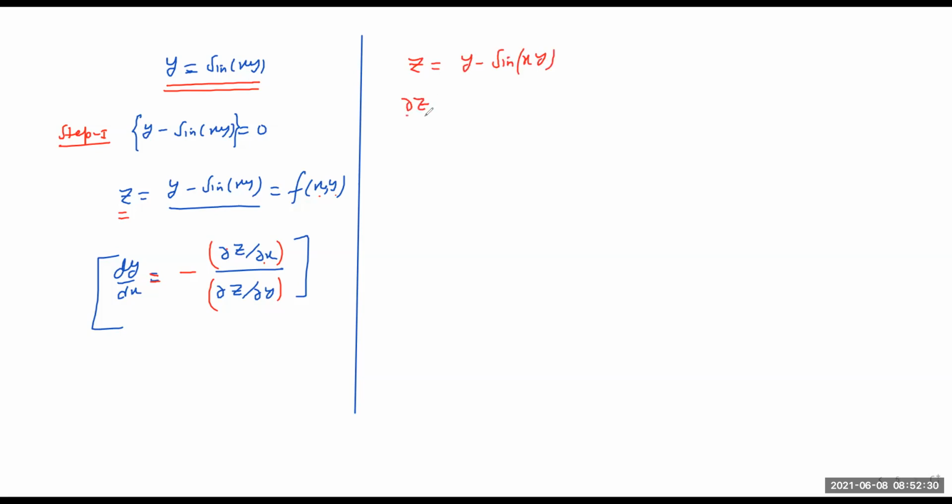So del z by del x. Y is a constant, so it will become 0 minus sine of xy. Y is a constant. Okay, so we have to use the chain rule. So first we get cos of xy into, and if you differentiate with x, y is a constant, so we'll get just y.